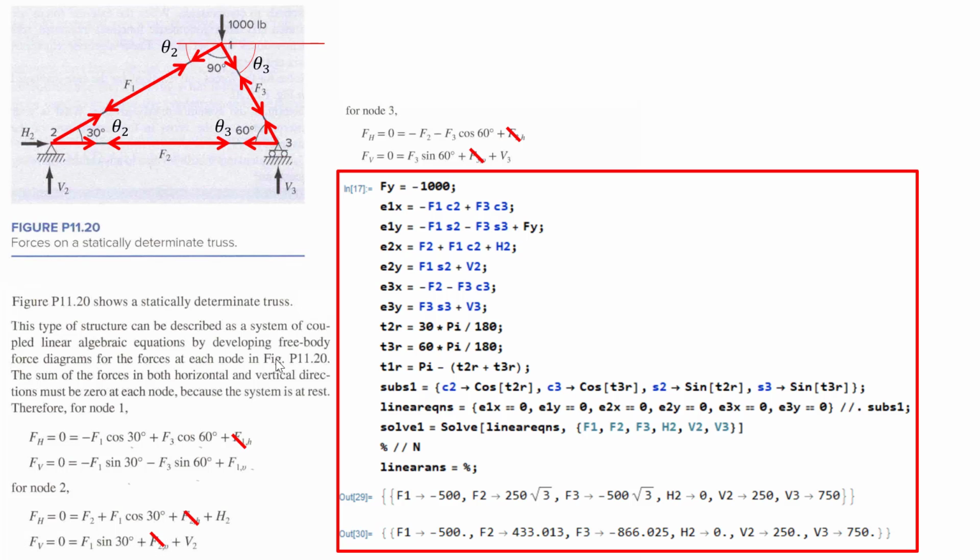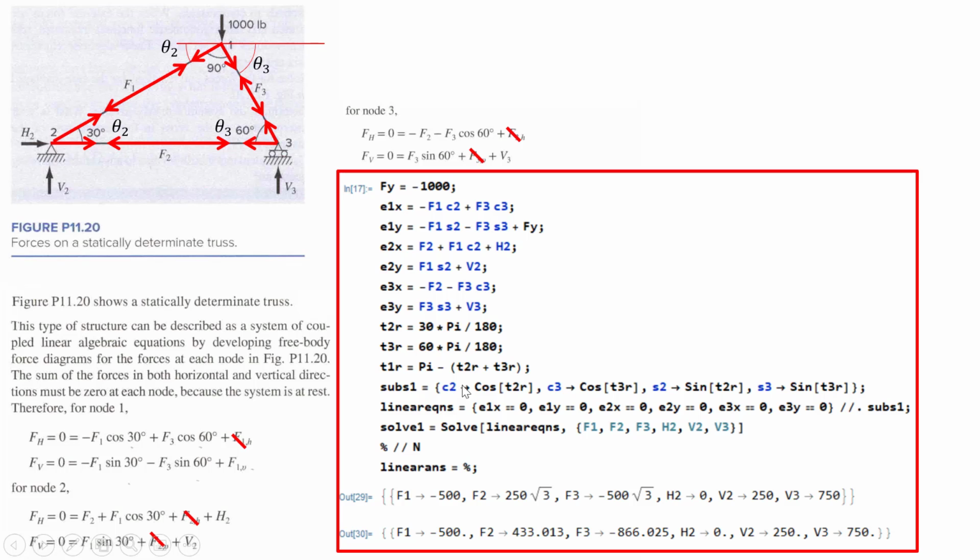So then I implemented it again in Mathematica, and you can see clearly that I've got my Fy is the minus 1,000. That's going on to the second equation. So these 3 nodes, I have 2 equations per node, so the 6 equations are in the same order that I just talked about. And remember, in Mathematica, black means it's been defined, and blue means that's still a variable or an undefined thing. And I've actually gone through and set up my theta 2. I should call it T2. The R means it's in radians because I've configured it in radians there with the 30 times pi over 180.